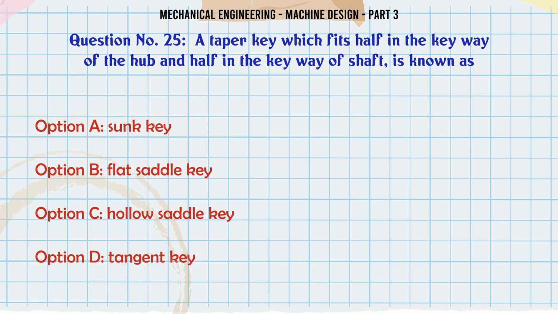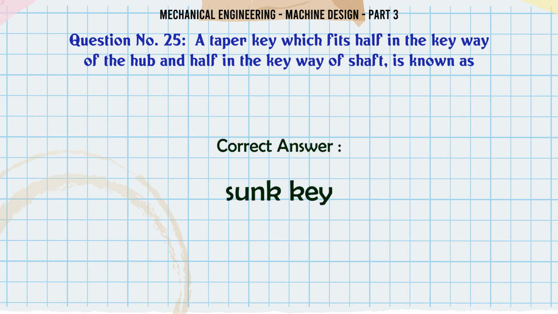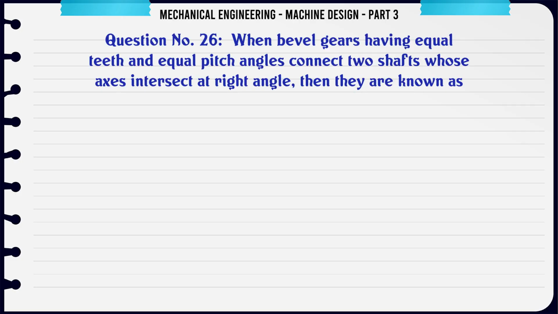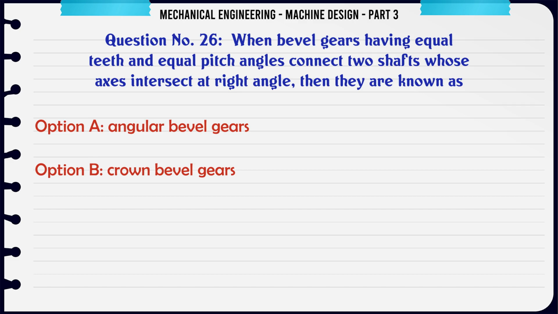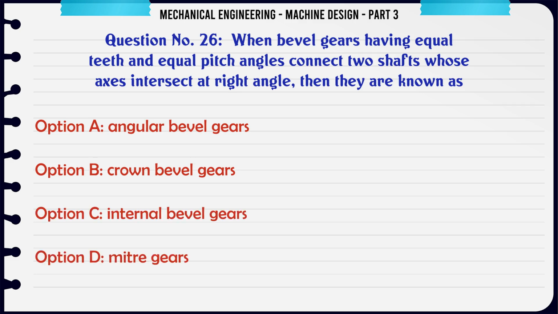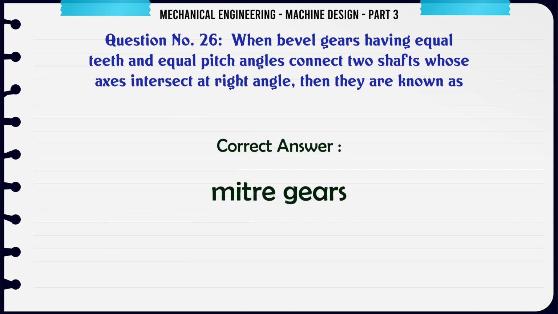Tangent key. The correct answer is sunk key. When bevel gears having equal teeth and equal pitch angles connect two shafts whose axes intersect at right angle, then they are known as A. Angular bevel gears. B. Crown bevel gears. C. Internal bevel gears. D. Mitre gears. The correct answer is mitre gears.